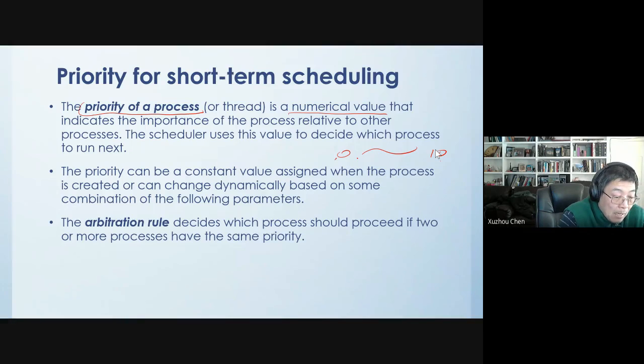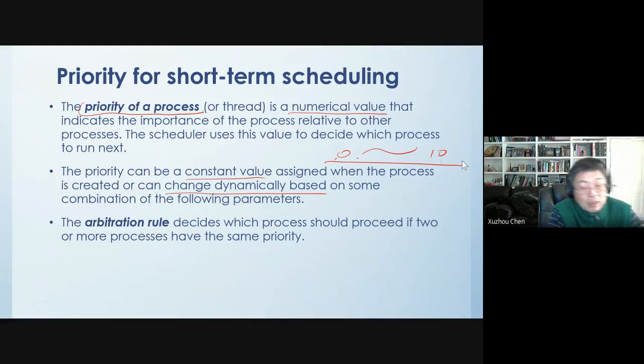Now, the priority could be a constant value assigned when the process is created. Or the priority could be dynamic, so the priority of a process can change. The process may enter the ready list initially as a low priority process, and then its priority may increase. So that number is flexible. It can move back and forth. That's basically the dynamic priority.